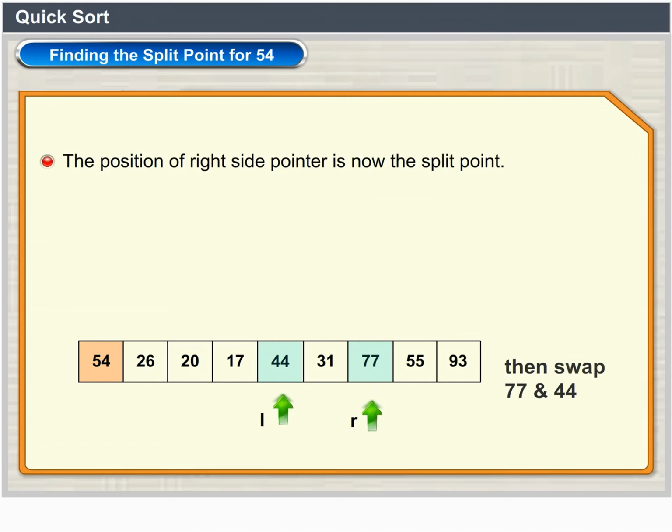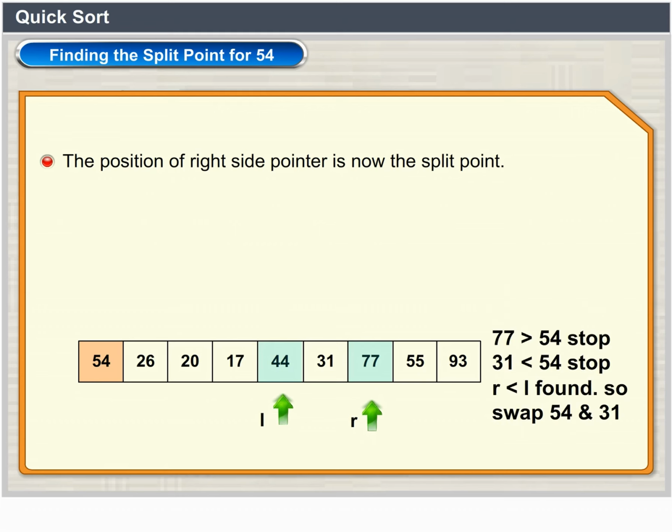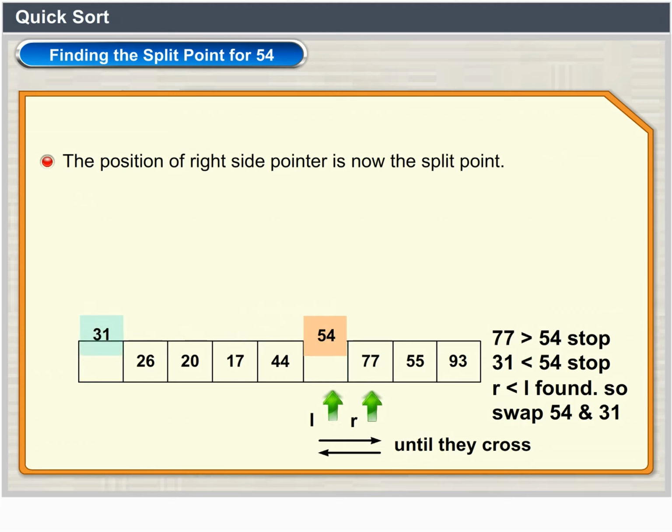In this figure, 77 is greater than 54, so stop there. 31 is less than 54, so stop there. Since R is less than L, we have found the split point, so swap 54 and 31.